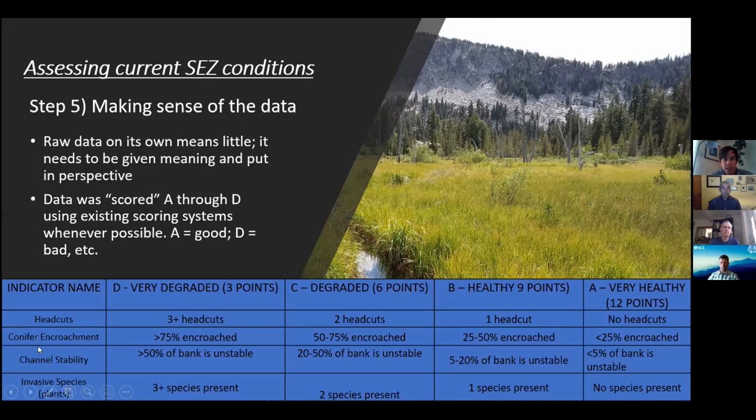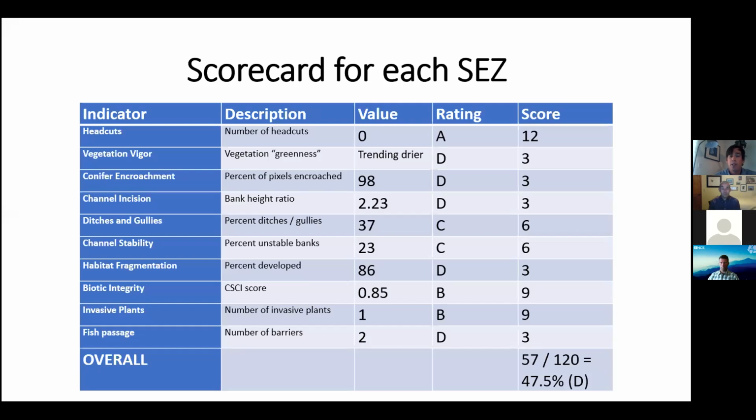There's the indicators, and then there's the 4 different, we're calling them bins. So like the D, very degraded bin, the C, degraded bin, the B, the healthy bin, and A, the very healthy bin. And depending on what your raw data says, it fits into those 4 different bins. So we have that for all 10 of our indicators. So then what you're left with.